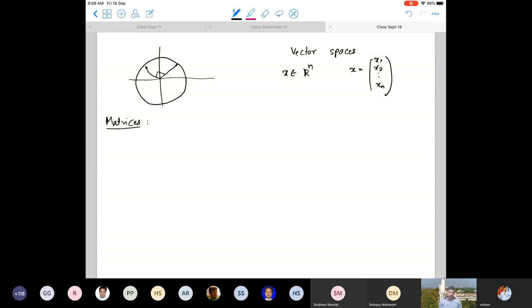In these vector spaces we defined lots of things like norm, inner product, then linear dependence and independence. We defined something called orthogonality. Then finally we did the Gram-Schmidt orthogonalization algorithm, right? So that's what we have done. We have done basis also.